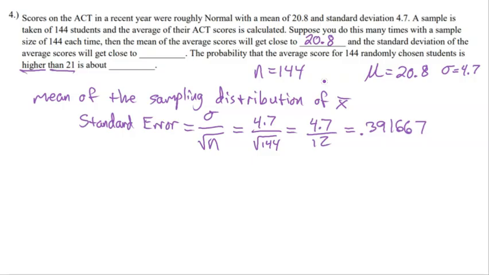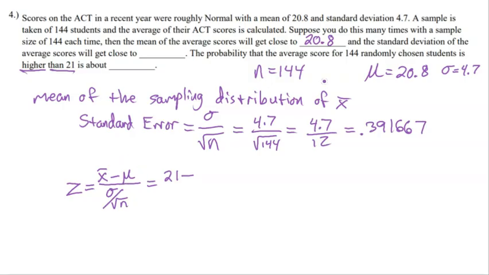All right, so this is where we're going to need a z-score. We're going to have to calculate a z-score, and our formula is x bar minus mu over the standard error, which is over sigma divided by the square root of n. The x bar is what they're asking about. What's the probability that the average score is higher than 21? So they're wanting us to put 21 in for x bar.